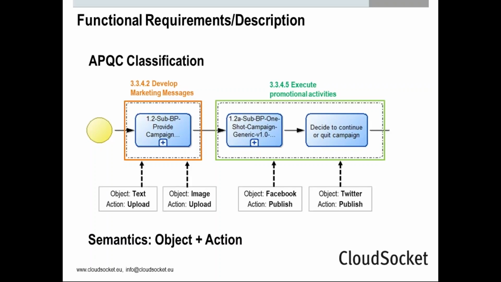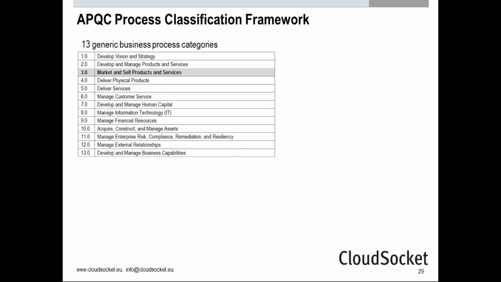In addition to this APQC classification, we also want to specify semantics in the sense of object and action. This is derived from the naming convention for process tasks, where we have an action, which is a verb, and an object, which is a noun. For example, we upload a text, or we upload an image, or we publish in Facebook, or we publish in Twitter. So we always have an object and an action. These are the two elements that we can use for the functional description.